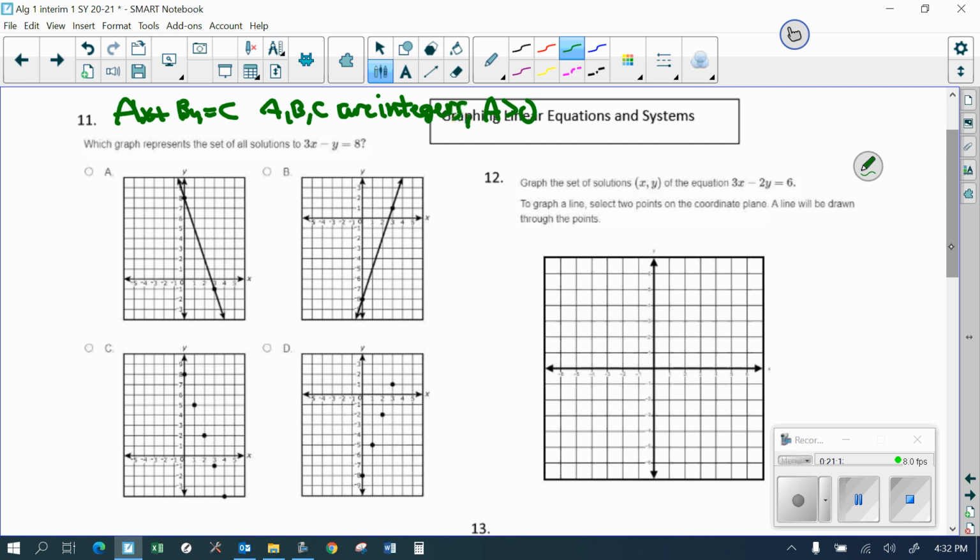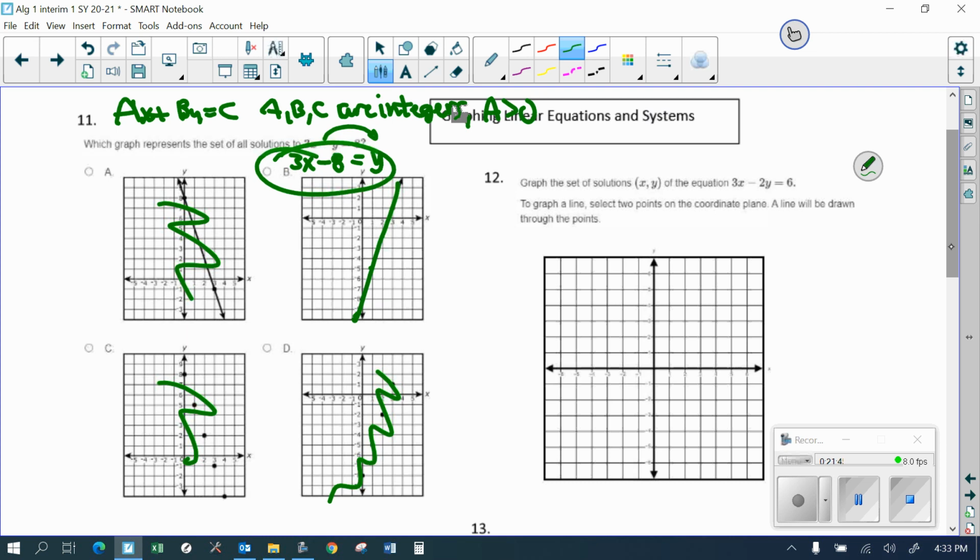Now I want you to graph it. I could just solve this for y, which means I'm going to add the y across and subtract the 8 across. I get y equals 3x minus 8. So the y-intercept is negative 8, which wipes out these ones. And it's a line, so it's not this one. I could just go up 3, right 1, up 3, right 1, up 3, right 1. And there it is. Should be simple enough.